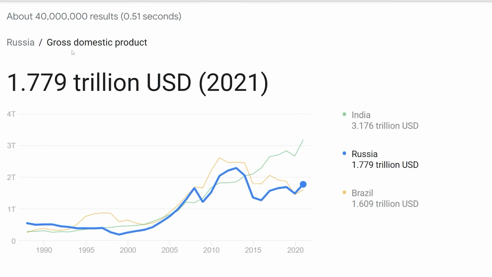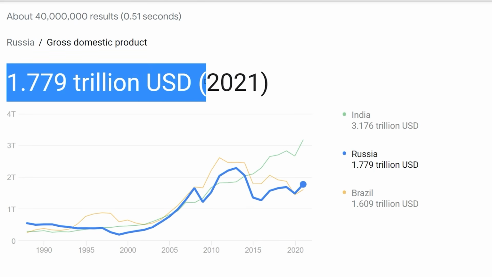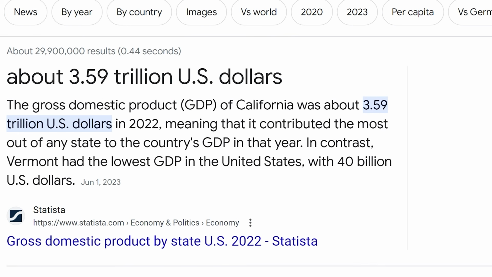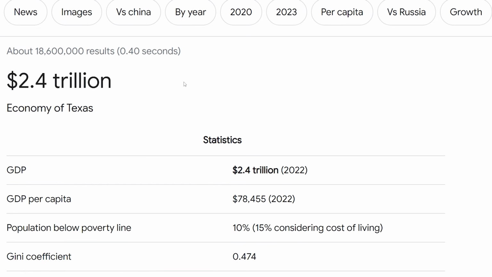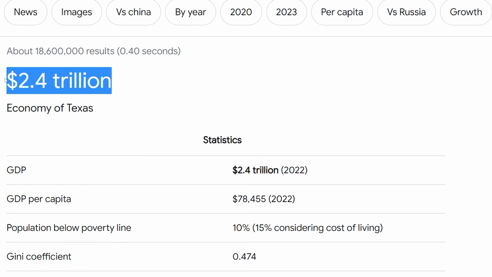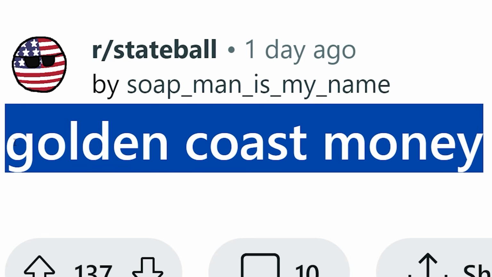Last I heard, the economy of Russia is about similar to just Spain. As of 2021, it was 1.7 trillion US dollars. Meanwhile, my home state of California is at 3.59 trillion US dollars. In fact, just like the comic says, even the state of Texas and New York has them beat. They would still have a really long way to go, I guess.